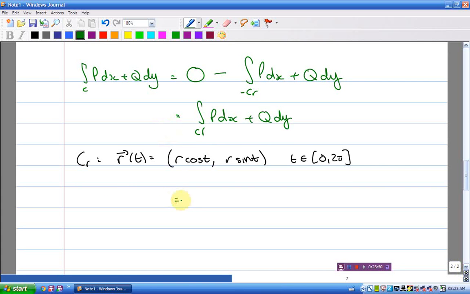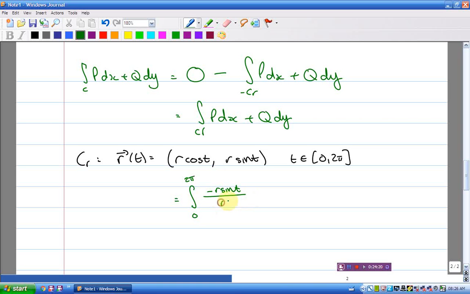Ooh, this is bad form, this equal floating in the middle of nowhere. Very bad style, but I'm going to carry on anyway. I'm going to put everything in terms of t's now, so this is going to be 0 to 2 pi. What was p? P had a minus y, so minus r sine t, over x squared plus y squared. X squared plus y squared is going to be r squared cos squared plus r squared sine squared. That's just r squared.